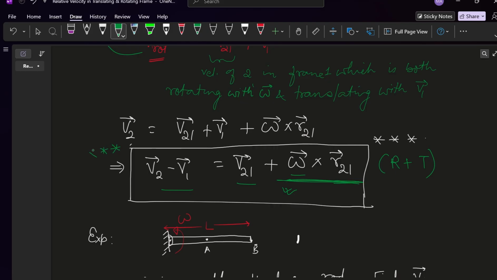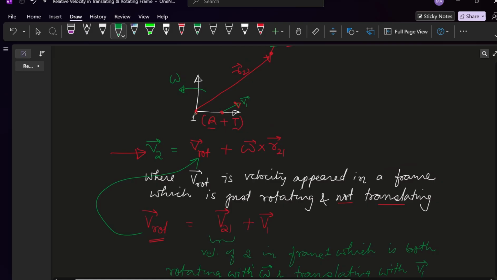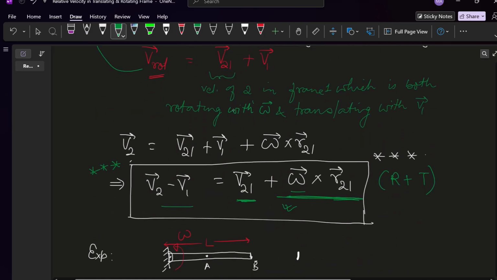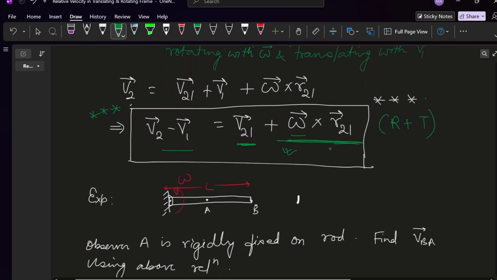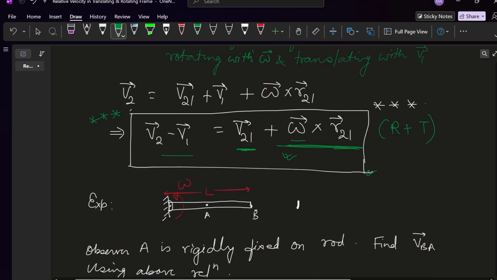If the frame is rotating plus translating, how will you write the relative velocity? The v21 vector is the relative velocity. So v2 vector minus v1 is equal to the relative velocity in the rotating plus translating frame plus omega cross r, the position vector of particle 2 with respect to the observer in the rotating plus translating frame. This is what we have proved. Do remember this important concept.